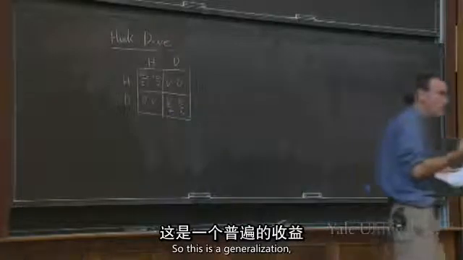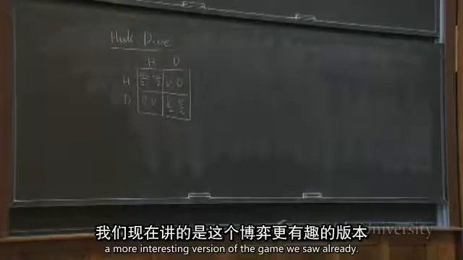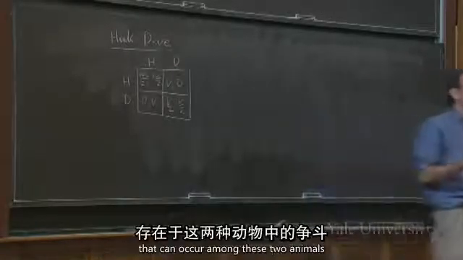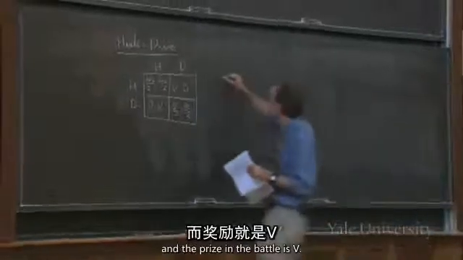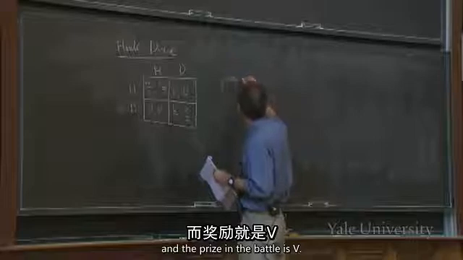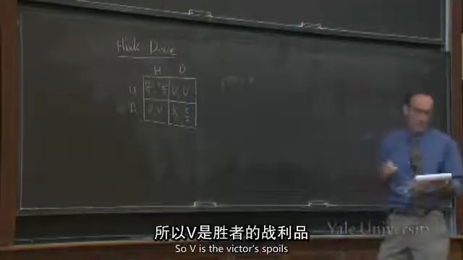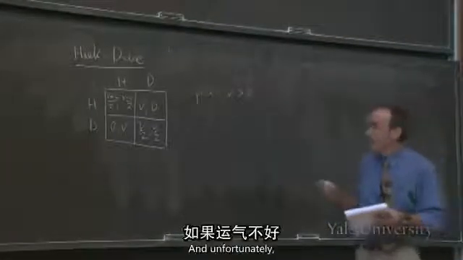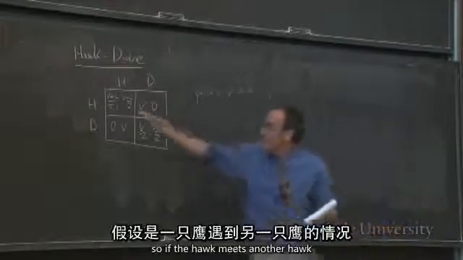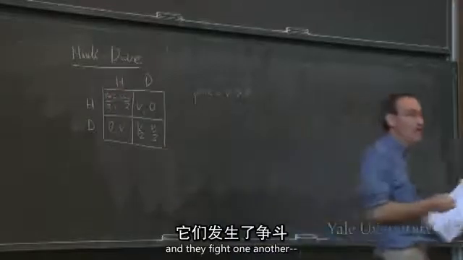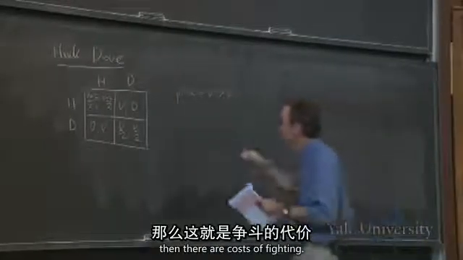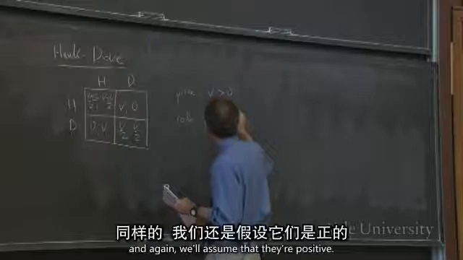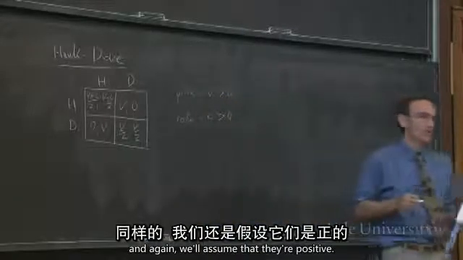All right, so this is a generalization, a more interesting version of the game we saw already. Let's just talk about it a little bit. So the idea here is there's some potential battle that can occur among these two animals, and the prize in the battle is V. V is the victor's spoils, and we're going to assume that V is positive. And unfortunately, if the animals fight, so if the hawk meets another hawk and they fight one another, then there are costs of fighting. So the costs of fighting are C, and again, we'll assume that they're positive.